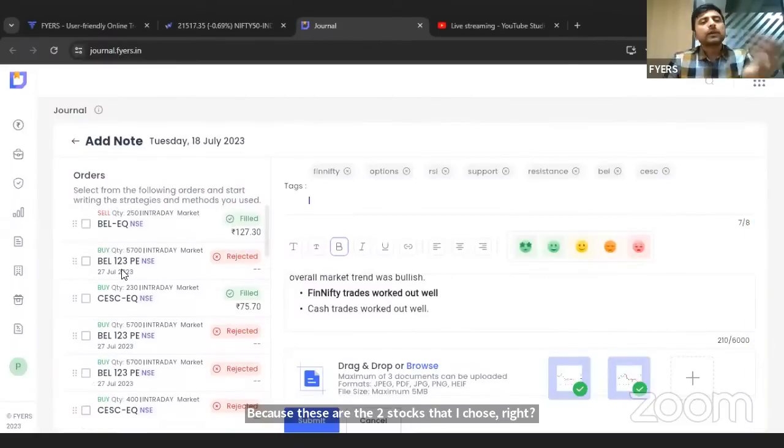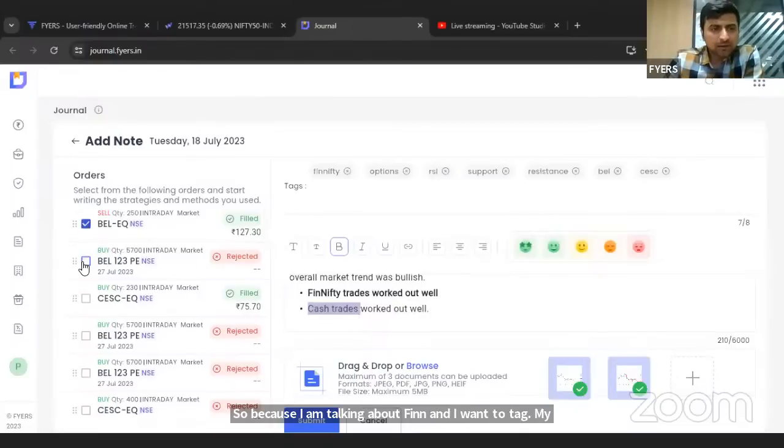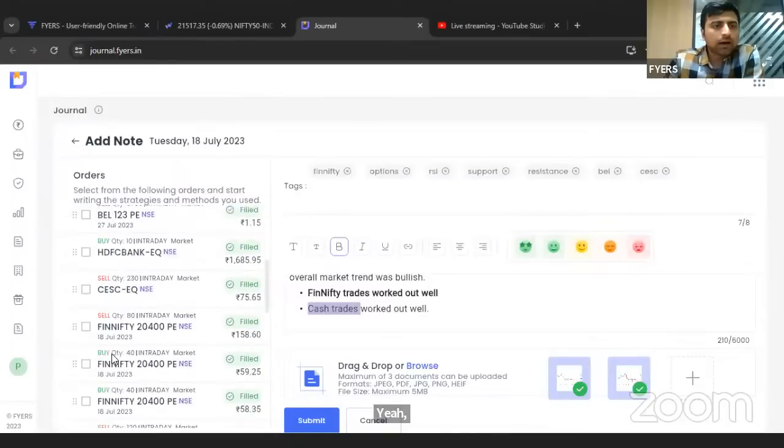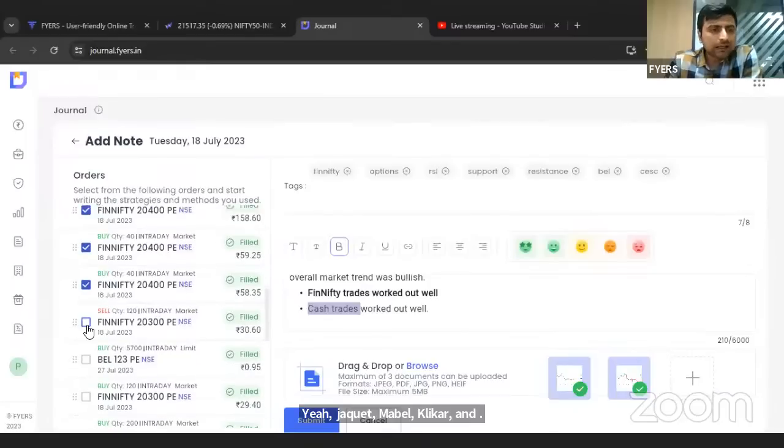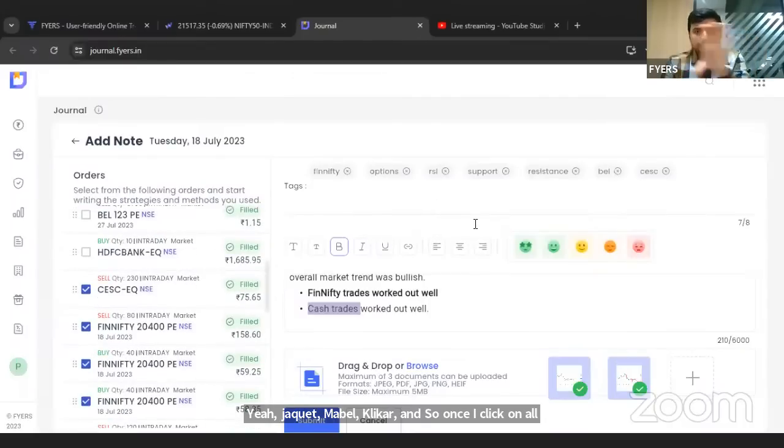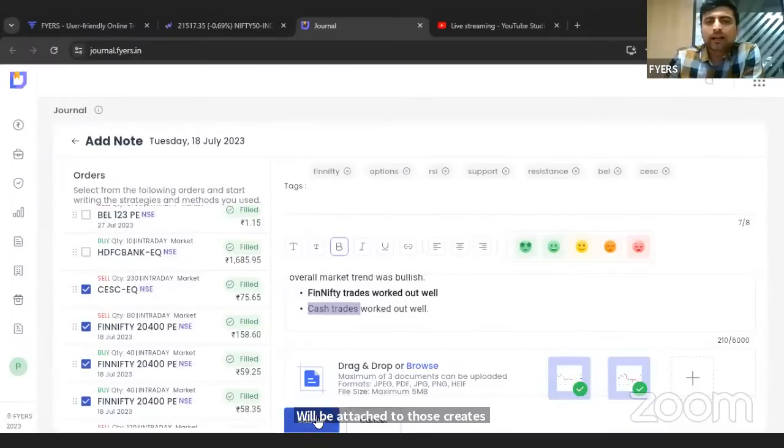तो इसके बाद मैं कोई भी trades को भी tag कर सकता हूं. So because I am talking about Fin Nifty and I want to tag my CSE trade as well as my BEL trade, यहां पे जाके मैं BEL को click करूंगा, CSE को click करूंगा and Fin Nifty को चुन लूंगा मैं यहां से. So once I click on all these things, this particular note will be attached to those trades that we have taken, right? So now I can click on submit.